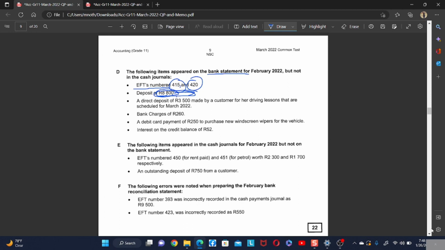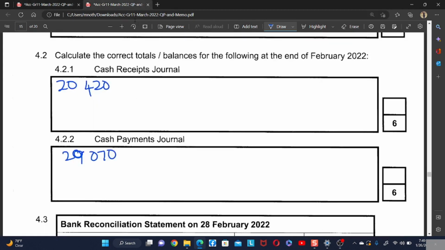And then we have a direct deposit of 3,500 made by a customer for her driving lessons that are scheduled for March 2022. Okay, a customer made a deposit. So obviously we are receiving money there. So it's 3,500. We are receiving money there because a customer made a deposit.